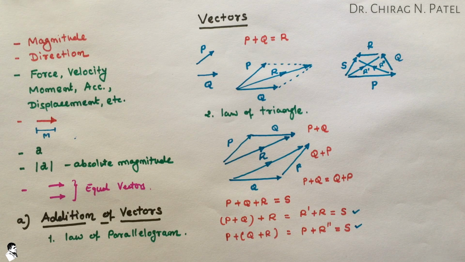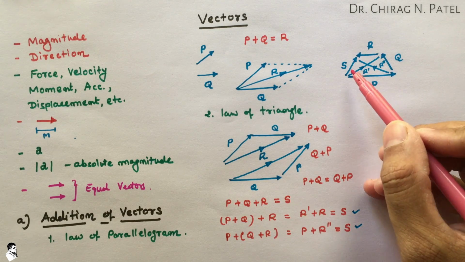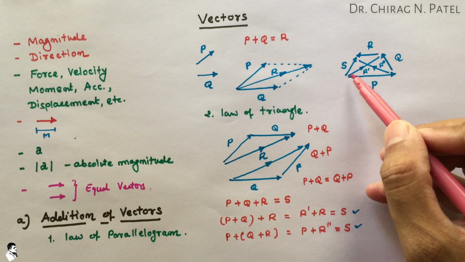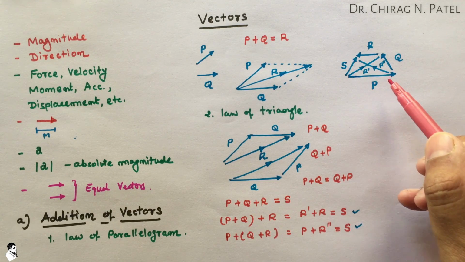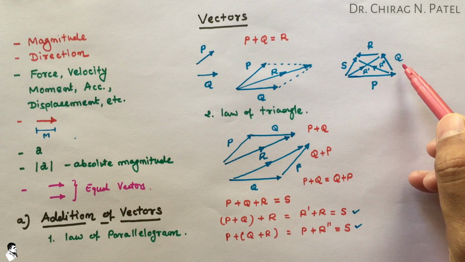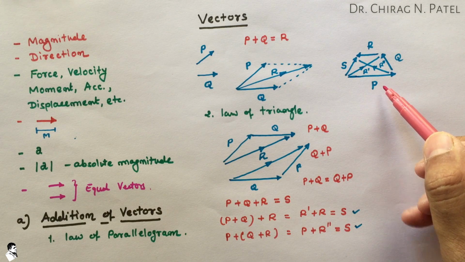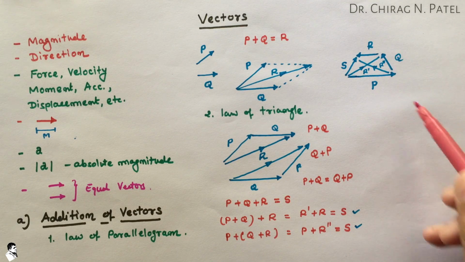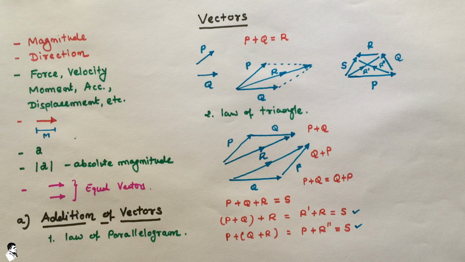We also define the resultant of a system of vectors as a vector whose effect is the same as the total effect of all the vectors in a system. So here our S vector represents a total effect that is generated by a simultaneous application of P, Q as well as R.